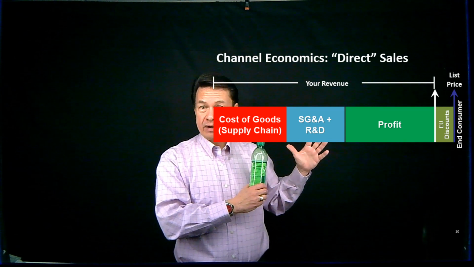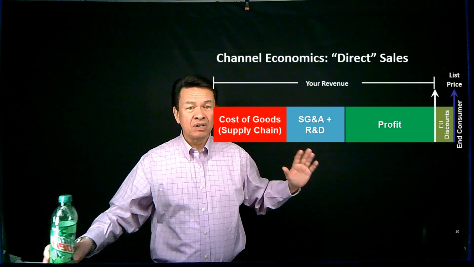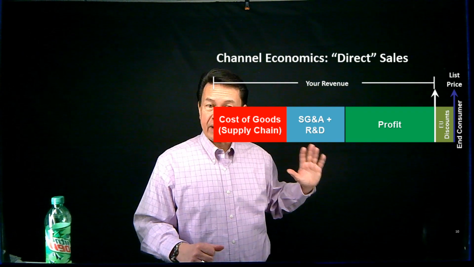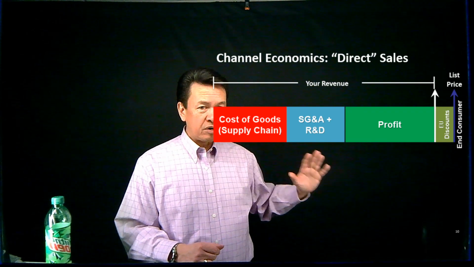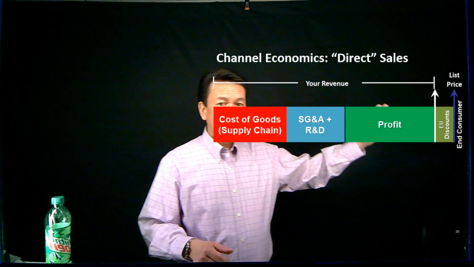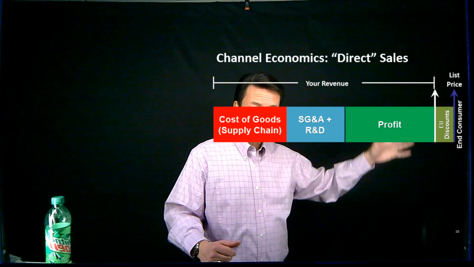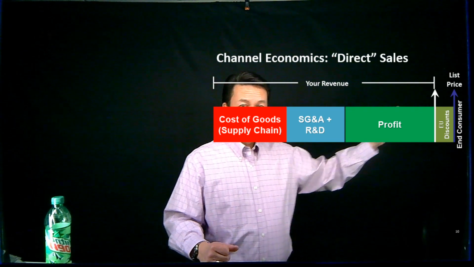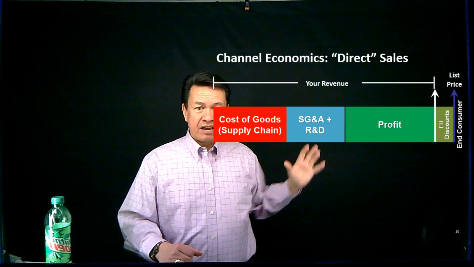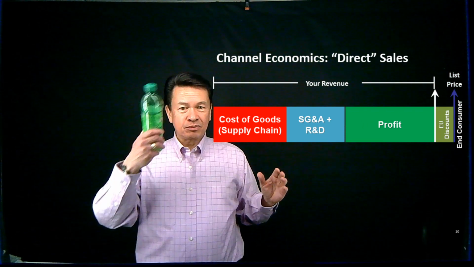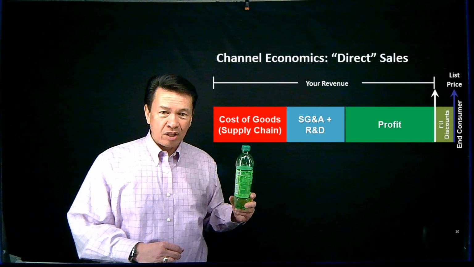SG&A is overhead: general administrative expenses and R&D expenses. This is what we typically refer to as overhead. In most startups, we keep our overhead low because we don't want a lot of it. And then the other section is profit. How much money are we actually going to put in our pockets as profit for that business? And then you've got end user discounts and a list price. So let's say I didn't have any overhead. I was buying these from a bottler that was making them. My cost of goods sold is $1 per bottle.